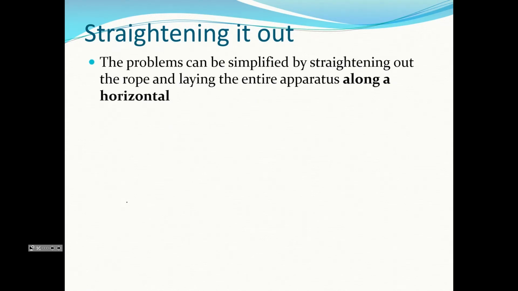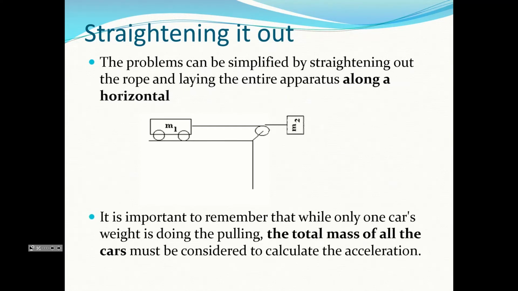What we can do to make this simpler is we can straighten it out. These problems can be simplified by straightening out the rope and laying the whole apparatus along the horizontal. So instead of pretending that mass 2 is dangling there, we'll pretend it's up here like this. But it's important when you straighten this out that you don't switch the direction of the forces. I'll show you. It's also important to remember that while only cart 2's weight is doing the pulling, the total mass of all the cars must be considered when calculating the acceleration.